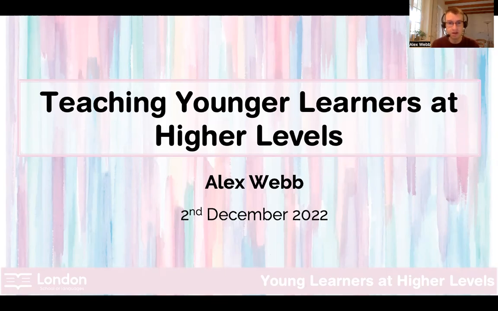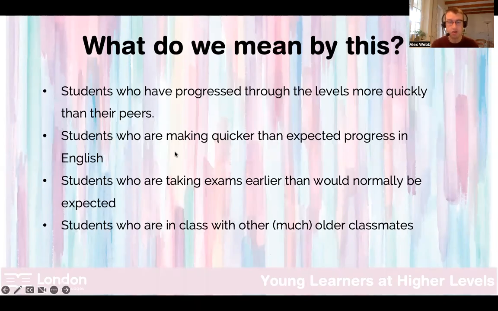So let's get started and have a look at what we mean by younger learners who have progressed to higher levels. These are students who have progressed through the levels more quickly than their peers. Where their peers might still be at A2 or B1, these students have progressed maybe one level, maybe even two levels above other students of a similar age. These students are making quicker than expected progress in their English learning.